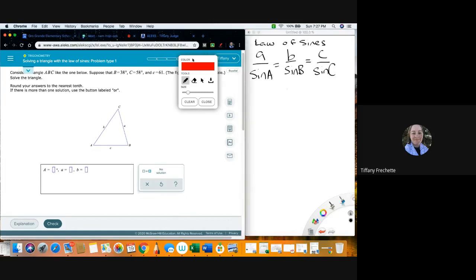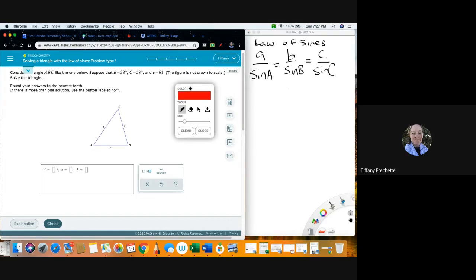So first, let's go ahead and look at what they give us here. Let's make that a little smaller. So they tell us angle B is 38 degrees. Angle C is 58 degrees. And side C is 61. They didn't give us the unit on this one. All right. So we need to find angle A.